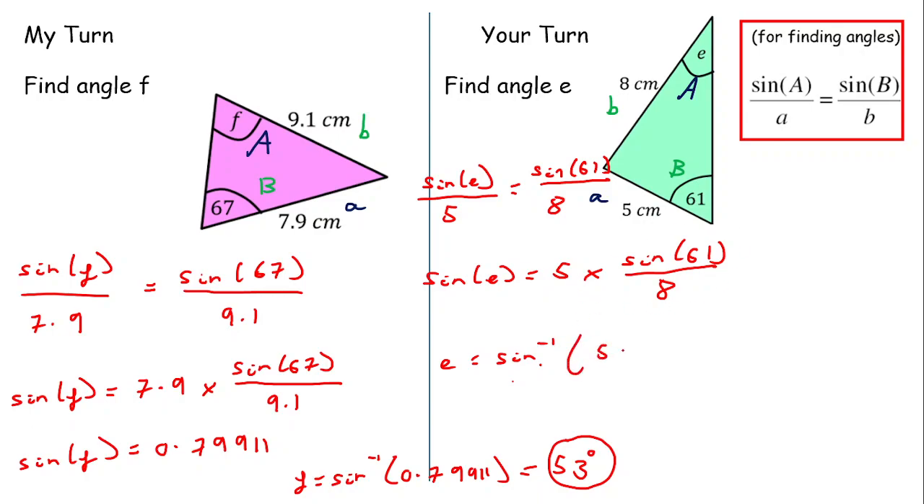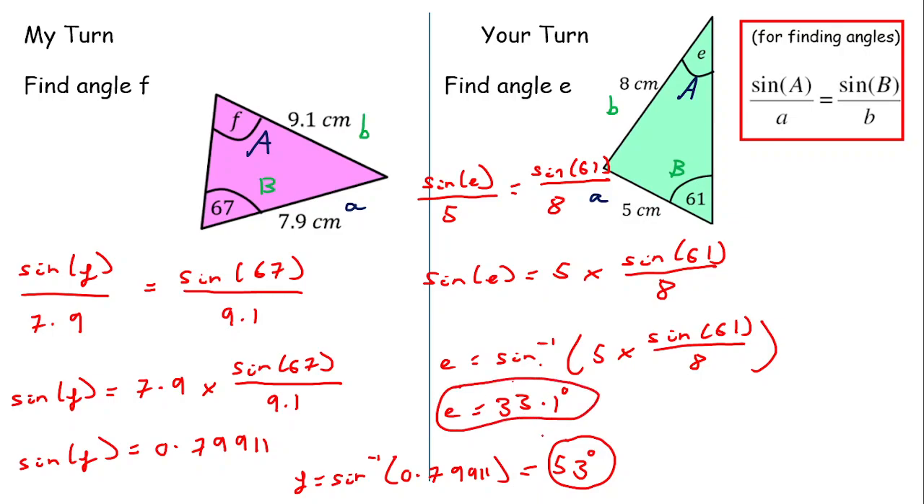So 5 multiplied through by sine, my writing is not looking good. Very tired. Sine 61 over 8. There we go. And then plug that into your calculator, typing it very carefully, and we should be good. So sine inverse of 5 times sine 61 over 8, and we should get 33 degrees, or 33.1 degrees, just depending on how you round your answer.